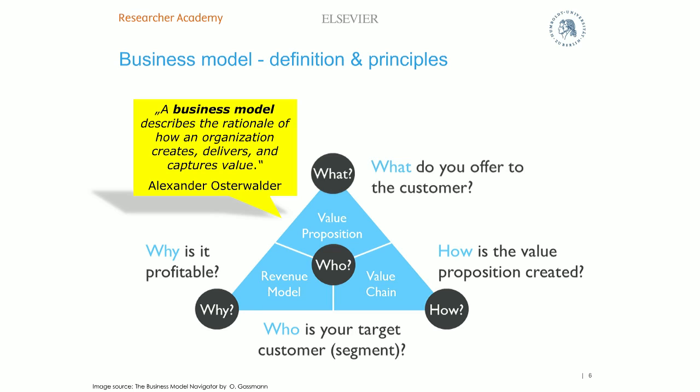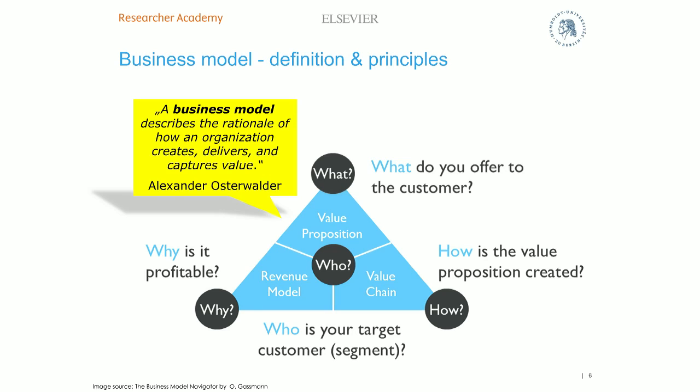If you take a look at the pyramid in the image, you'll find the customer in the center. So who is your target customer? This is the center of your business model. Then, regarding creation of value, you have the value chain. How is the value proposition created? This is the first dimension. You have to understand how you're going to produce the value for your customer.